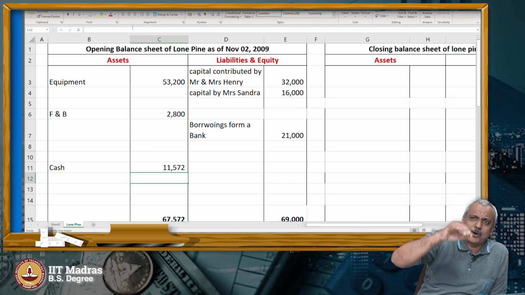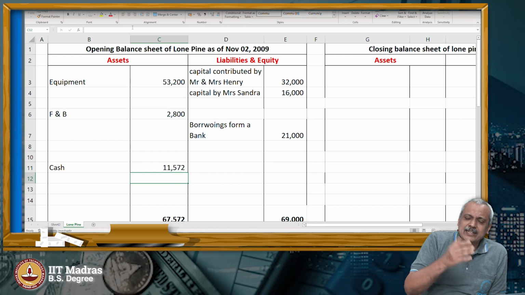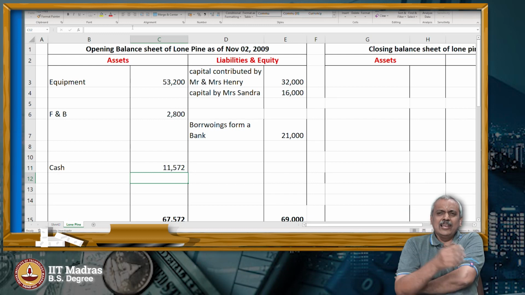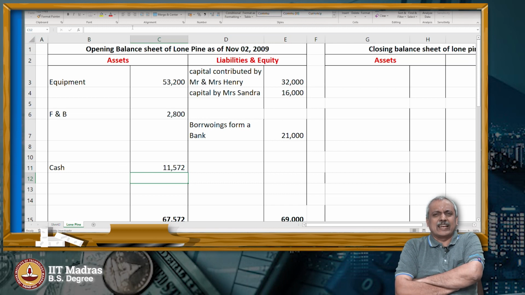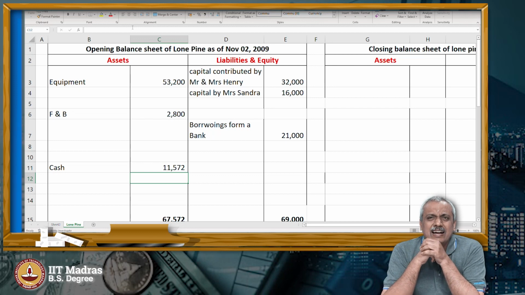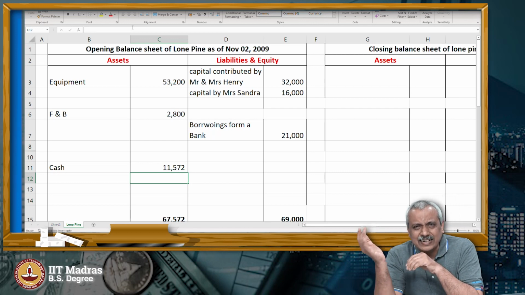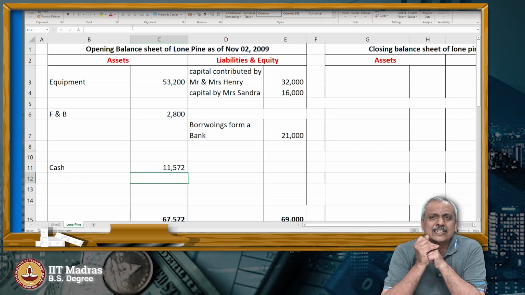$1,428 is what I paid for the operating license, and at the end of 1 month, what is the value of the license still remaining? The value of the license still remaining is only for 11 months. So what happens? 1428 divided by 12, because 12 months out there is 1 month's utilization. I have basically utilized that, and I will write it as an expenditure in the income statement. I am not calculating at this stage.